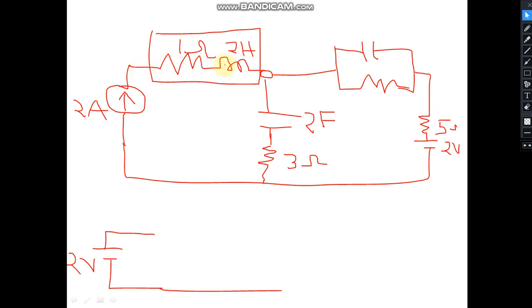Now this is a series branch. So this series branch will be replaced by a shunt branch. In this shunt branch, this resistance will be replaced by a conductance. The 1 ohm resistance will be replaced by a conductance of 1 mho, which is equivalent to the 1 ohm resistance, and the 2 Henry inductance will be replaced by a 2 farad capacitance, like this. This is the 2 farad capacitance.